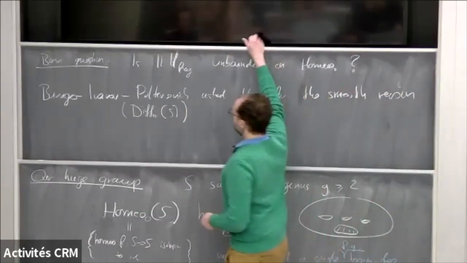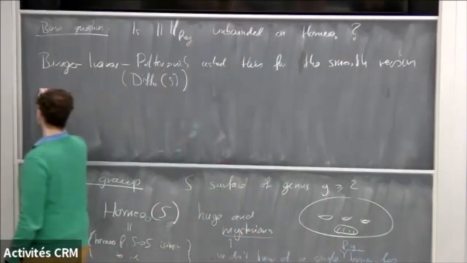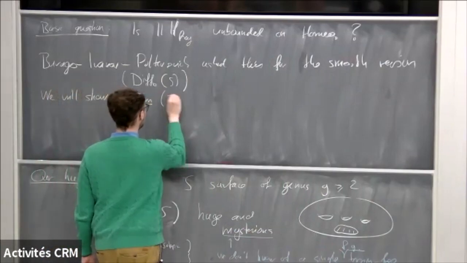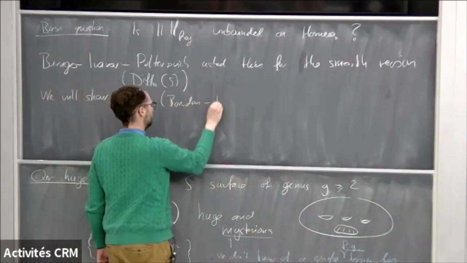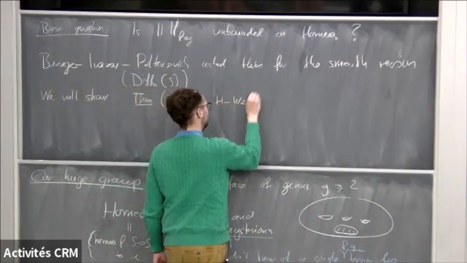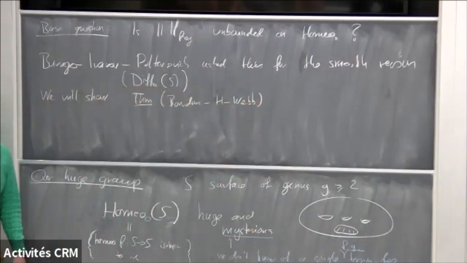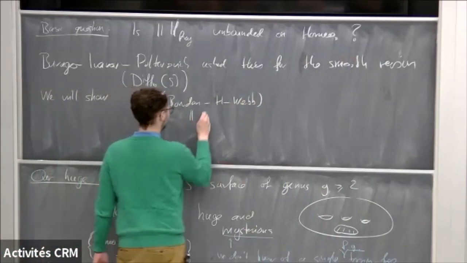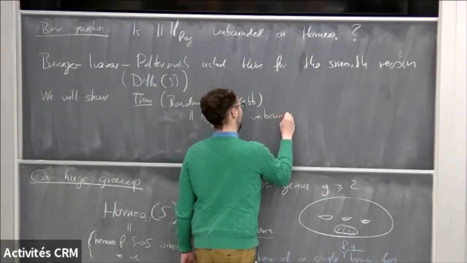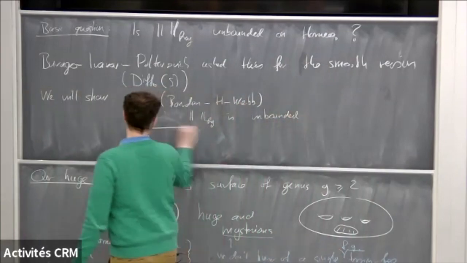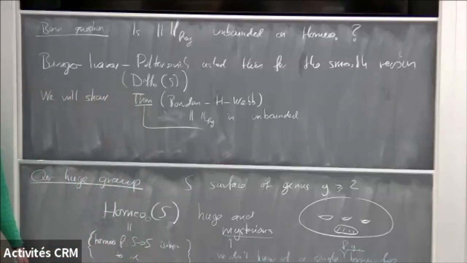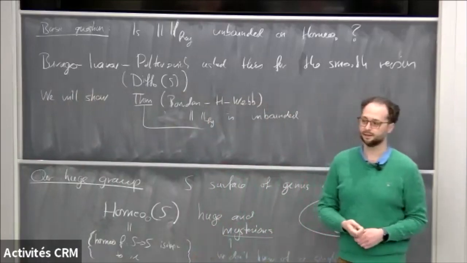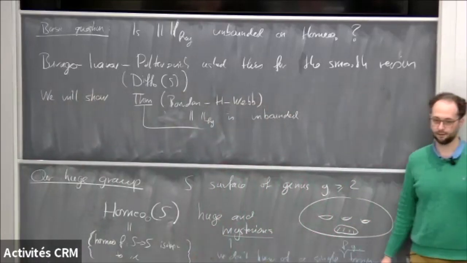So what will we do this week? We will show the main theorem, and this is joint work with Jonathan Bowden and Richard Webb, that yes, this thing is indeed unbounded. So, the fragmentation norm is unbounded. And our proof, the one that I'll give, works essentially without modifications, both in the smooth setting and in the non-smooth setting. So this works for homeomorphisms, and it also works for diffeomorphisms.